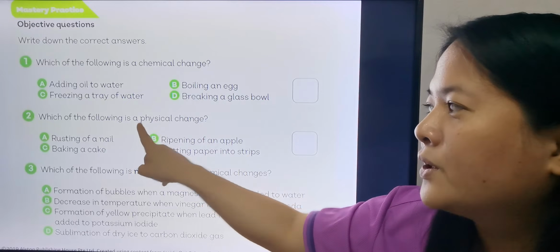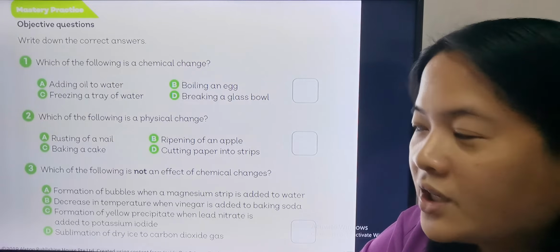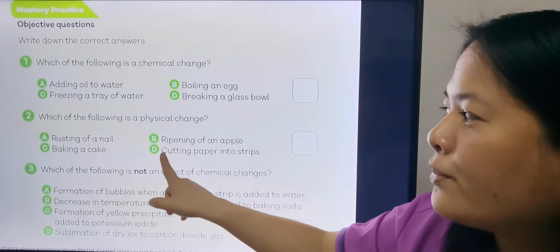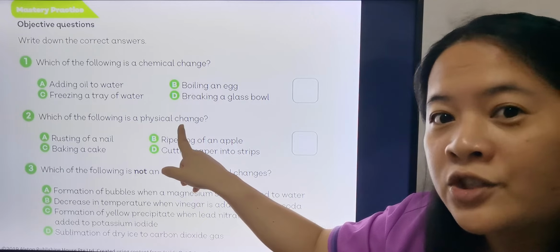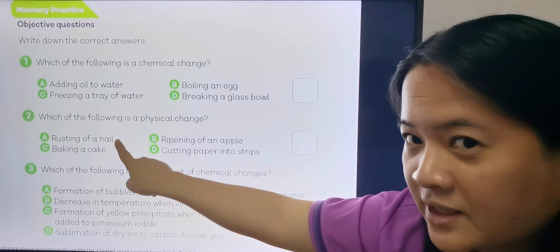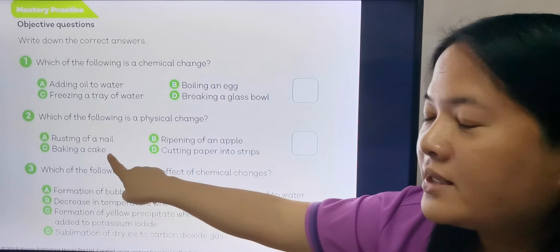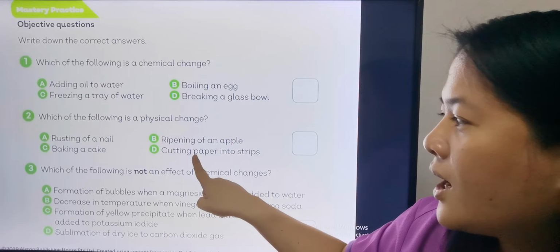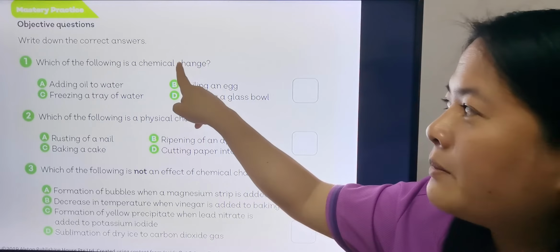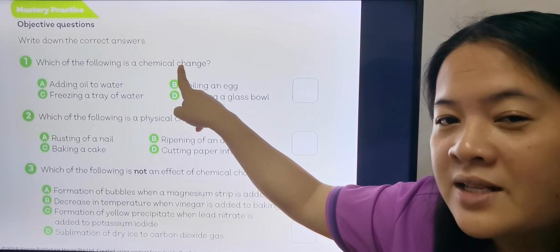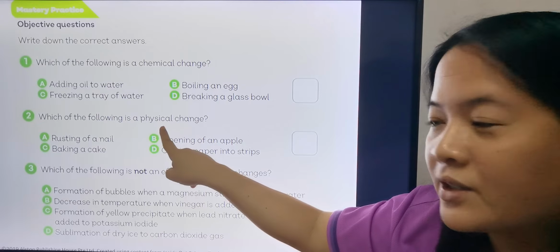Okay, number 2, which of the following is a physical change? So from the choices, you are going to select the one that shows physical change. Okay, is it rusting of nail? Is it ripening of an apple? Is it baking a cake? Or is it cutting paper into strips? Okay, remember, when you say chemical change, new substances are formed. Physical change, no new substances are formed.